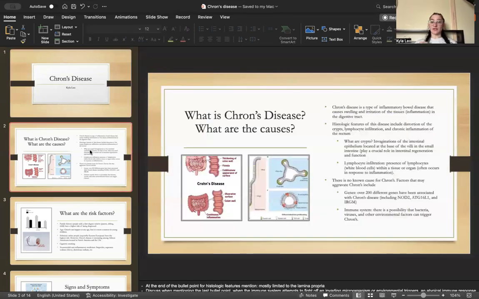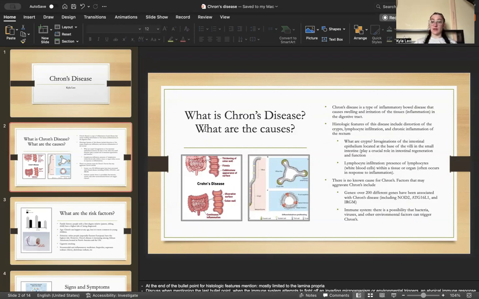So, for my first slide, I just wanted to go over what Crohn's disease is and what the causes of Crohn's disease are. Crohn's disease is a type of inflammatory bowel disease that causes swelling and irritation of the tissues, also known as inflammation, in the digestive tract.